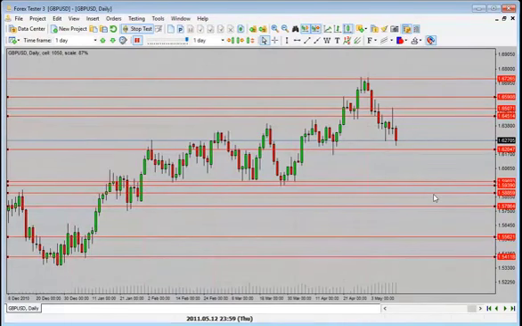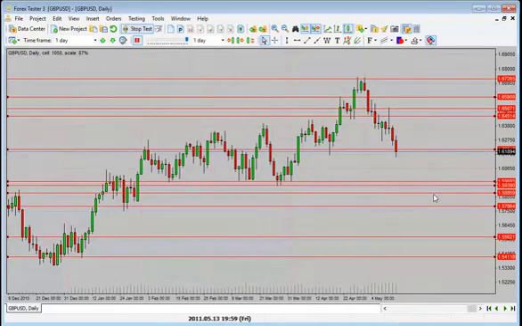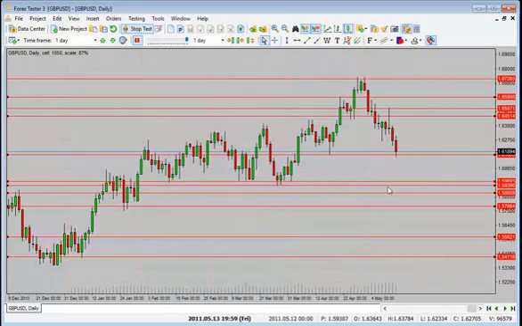Let's take a look. Okay, here we are back into this support area, right into the bottom here. And now what do we expect price to do? So we've seen price drop, consolidate a little bit, drop further. We are into support. Now what?